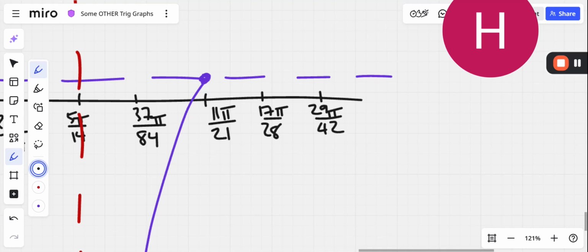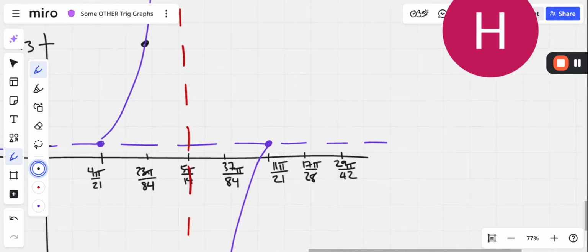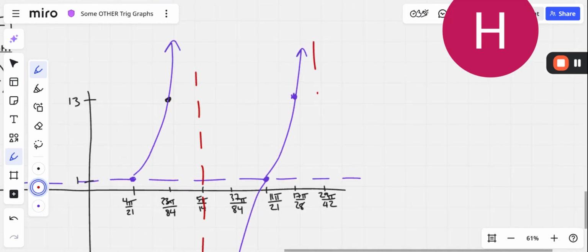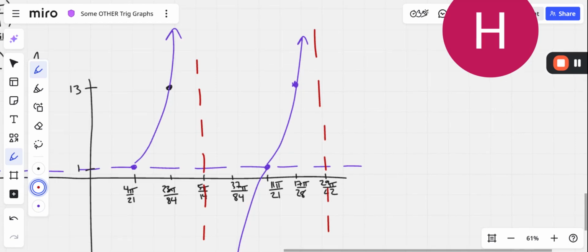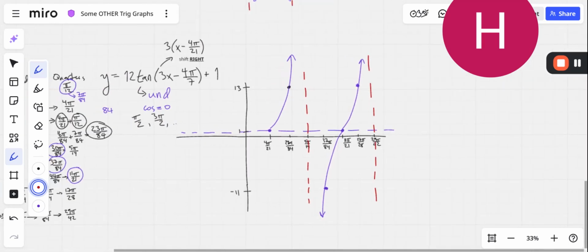See all these different denominators? Kind of wild, right? 14, 84, 21, 28. So here we repeat the pattern. We go up to the 13, I guess it is. And we have the asymptote halfway through the next period. Okay, so these graphs are definitely not as easy.